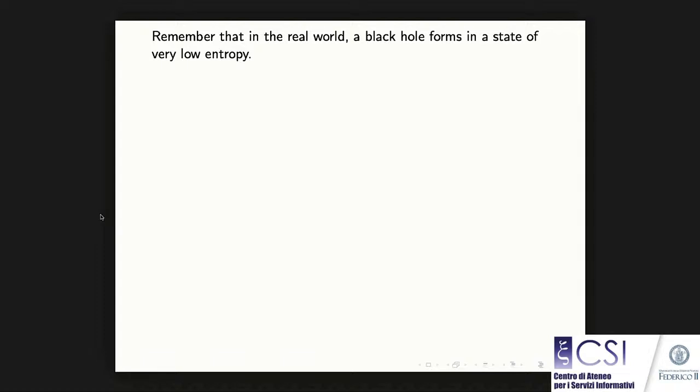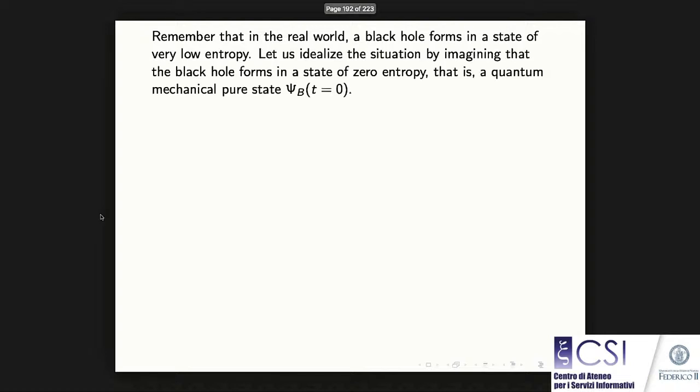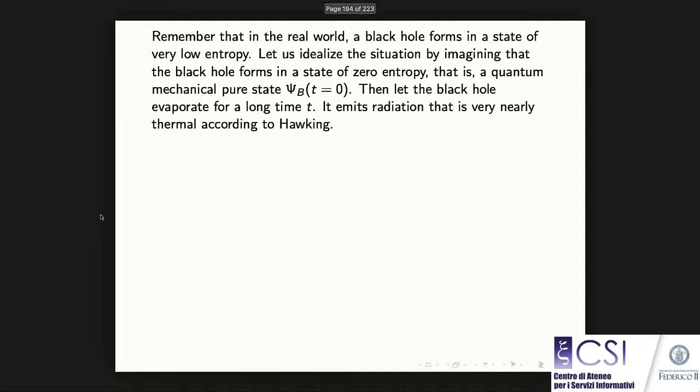Remember that in the real world, a black hole forms in a state of very low entropy. Let's idealize the situation by imagining the black hole forms in a state of zero entropy. But it wouldn't matter very much if we started in a state of very small entropy instead of zero. So zero entropy would mean the black hole is in a quantum mechanical pure state. Then we let the black hole evaporate for a long time t. It emits radiation that's very nearly thermal, according to Hawking.